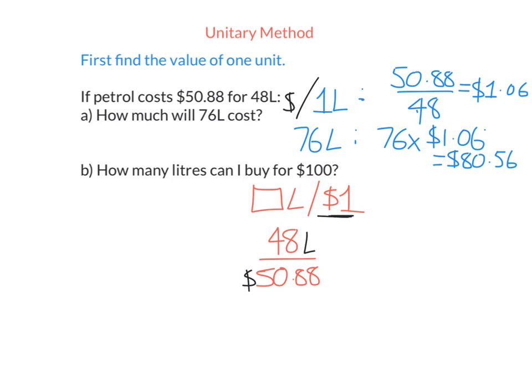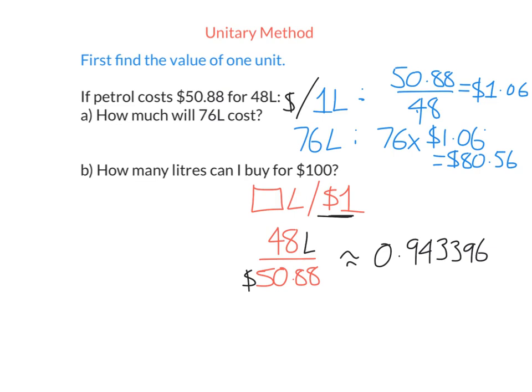So if I put 48 over 50.88 in my calculator, I do get a really long, weird number. So the answer I get is about 0.943396, and it goes on, has more decimal points. So what that means is, for $1, I can get 0.943396 litres. This is how many litres I get for $1.